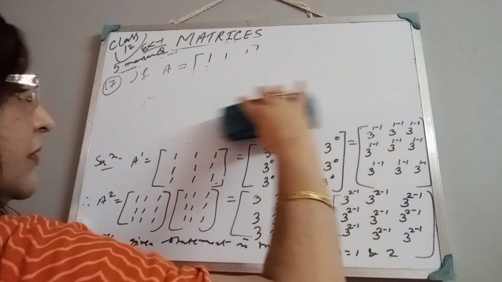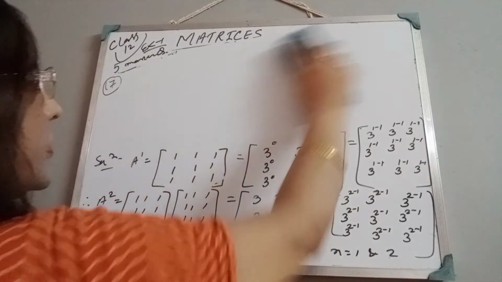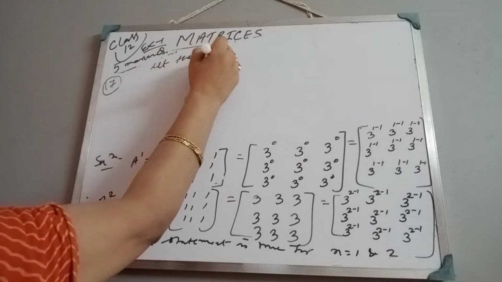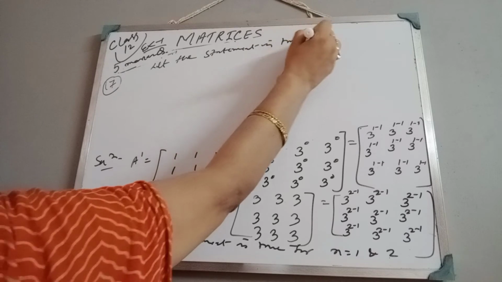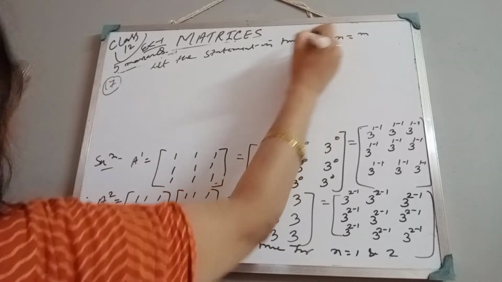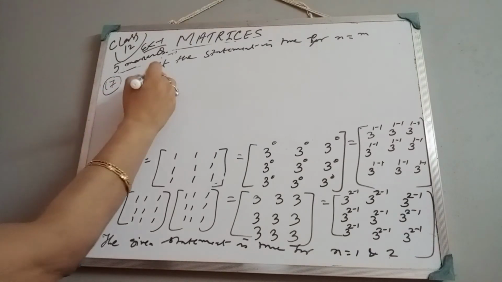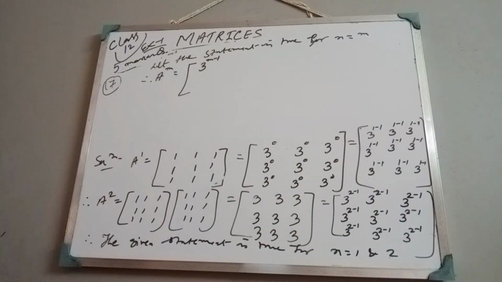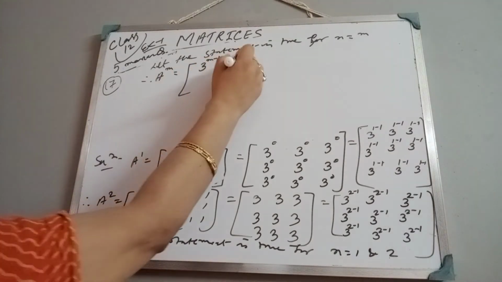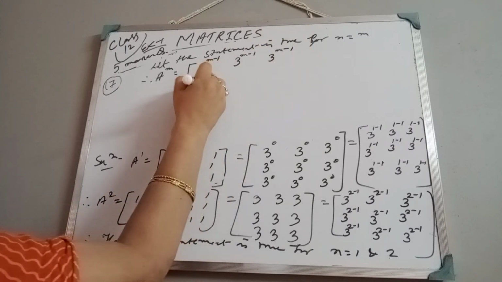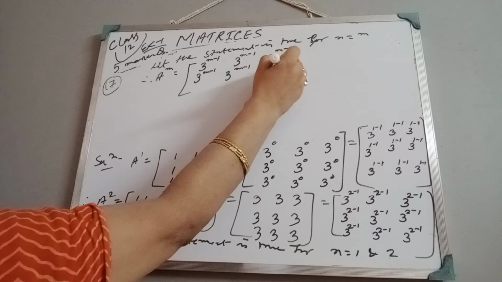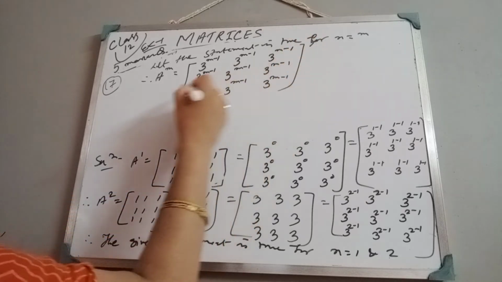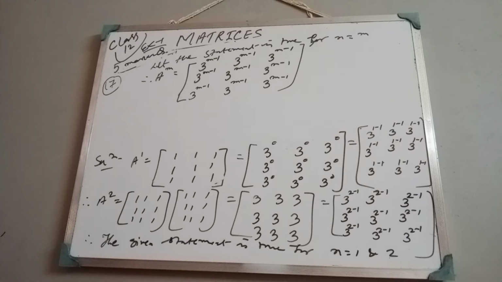Already two sums are done, and the same process we will follow for this sum also. Now let the statement be true for n equal to m. Therefore, A to the power m is what? A to the power 2 we have written as 3 to the power 2 minus 1. So we can write A to the power m is 3 to the power m minus 1. Now 3 to the power m minus 1 is written.